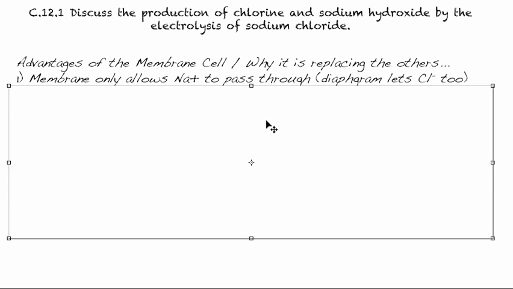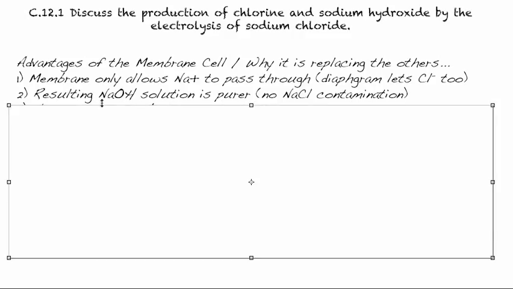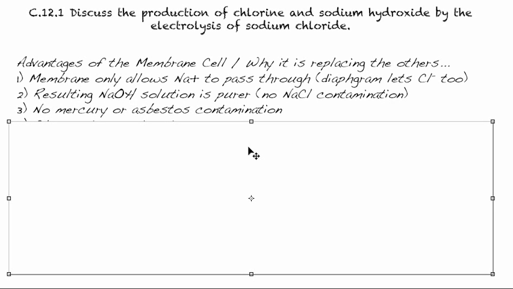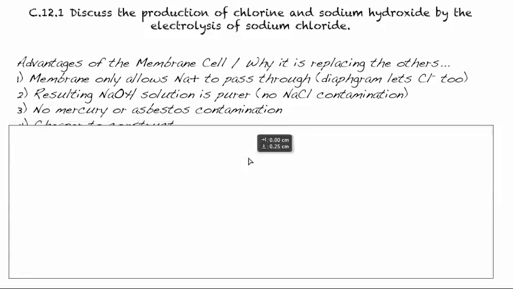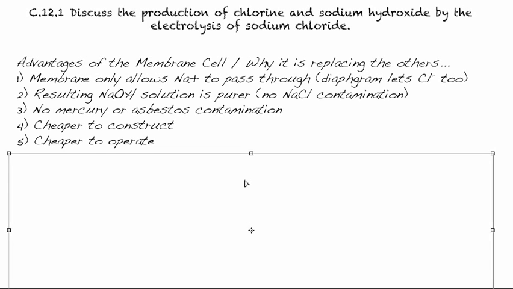So it's better to use the membrane, because then on that side you don't have the mixture of sodium chloride with the hydroxide. That leads to the resulting NaOH solution being pure because there's no contamination. There's no mercury used in this one, so we have no mercury or asbestos contamination. And it's cheaper to construct, and it's cheaper to operate than the other ones.